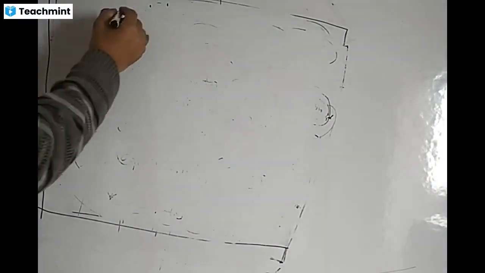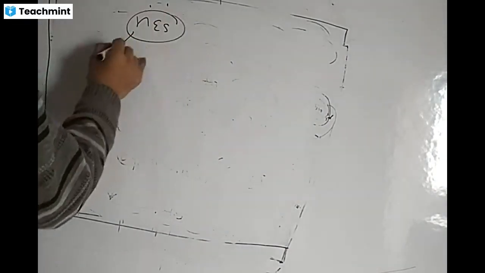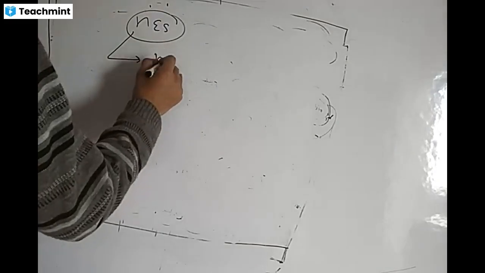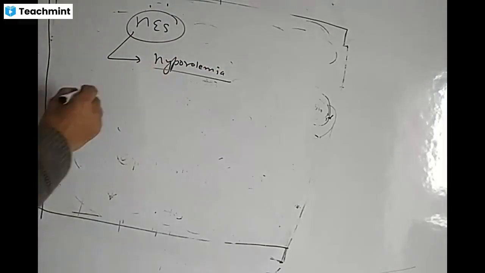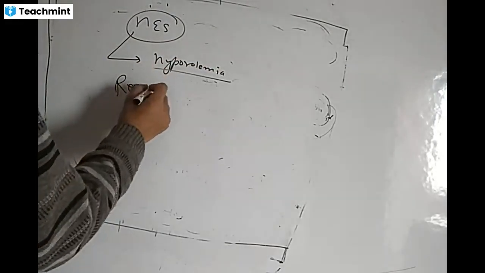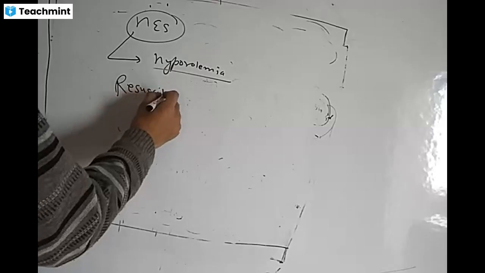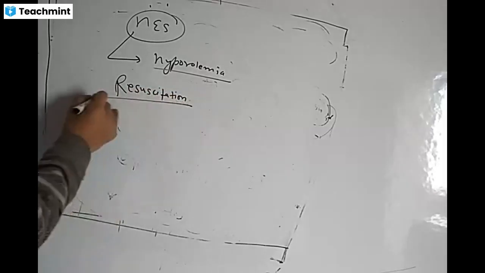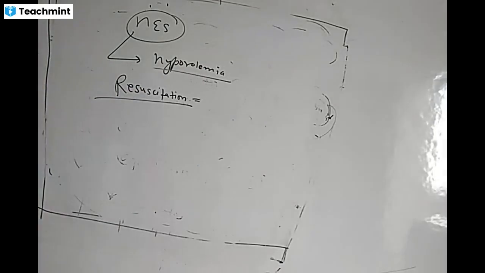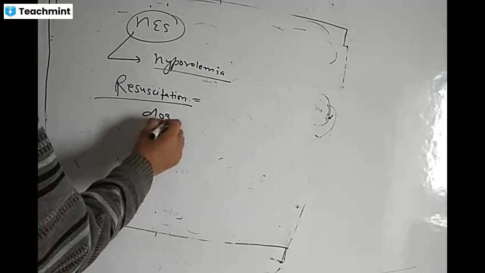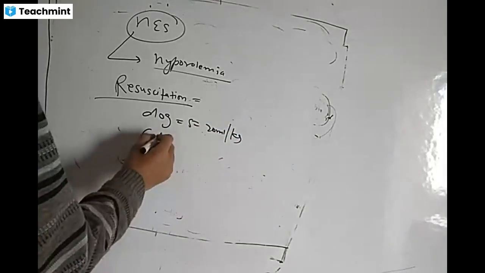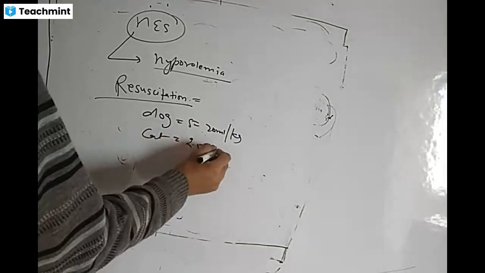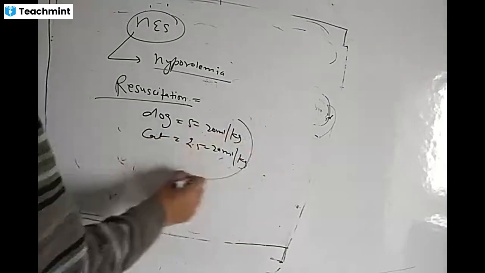So when to use this HES molecule? When there is hypovolemia. So the first component of fluid therapy was resuscitation, that is the life-saving dose. The resuscitation dose for hypovolemic shock in case of dog for the HES is 5 to 20 ml per kg, and in case of cat it is 2.5 to 20 ml per kg.